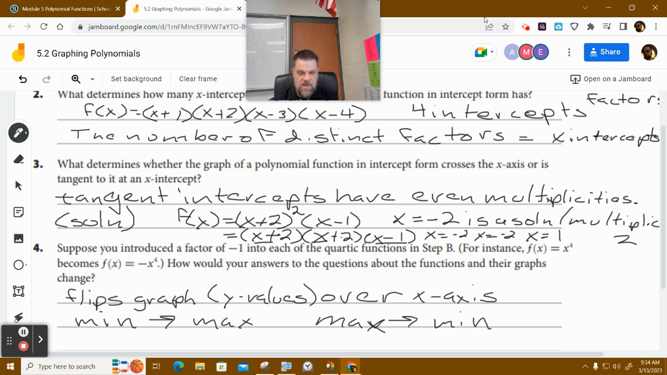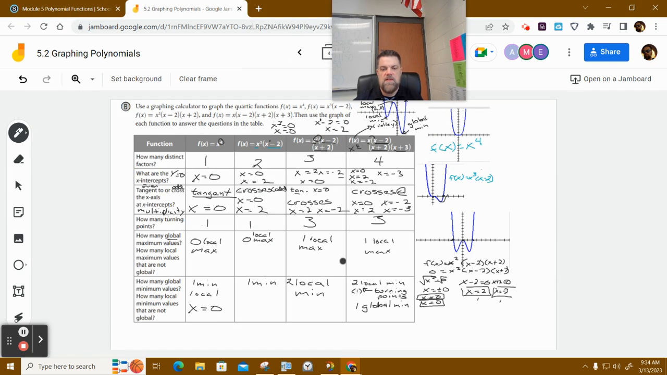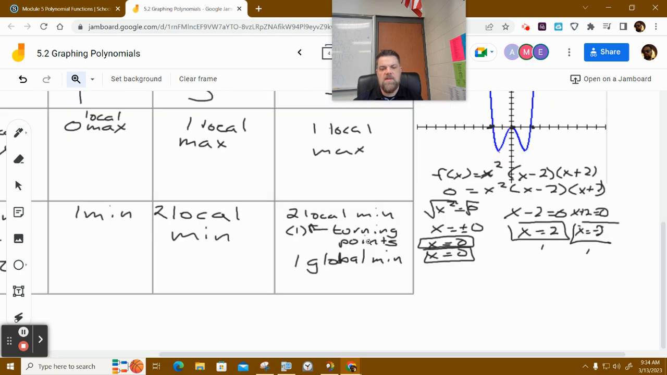I mean, it changes the end behavior and all that stuff. But what we're focusing on are those minimums and maximums. And that just reminded me of something. I'm going to go back here real quick. We talked about 2 local minimums.